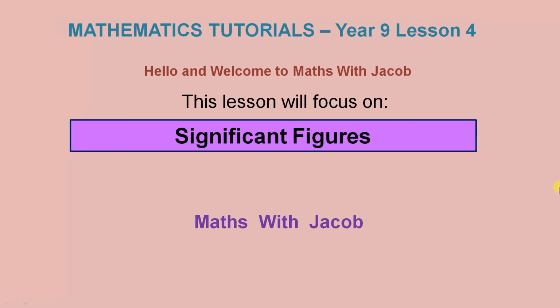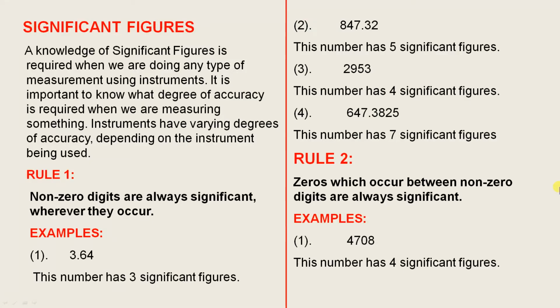This lesson will focus on significant figures. A knowledge of significant figures is required when we are doing any type of measurement using instruments. It is important to know what degree of accuracy is required when we are measuring something. Instruments have varying degrees of accuracy depending on the instrument being used. There are four very important rules for significant figures.